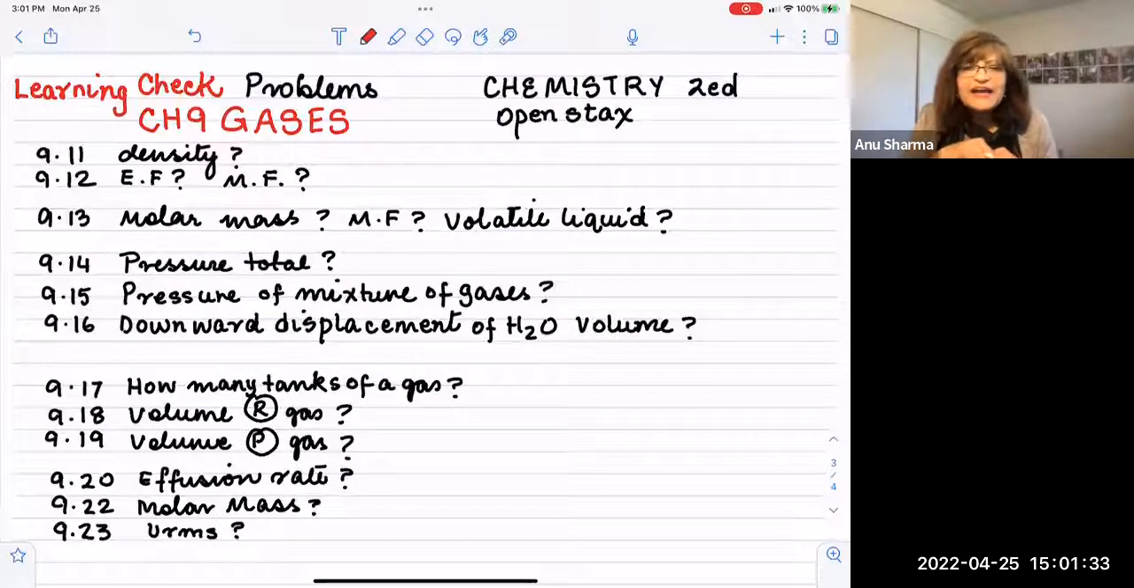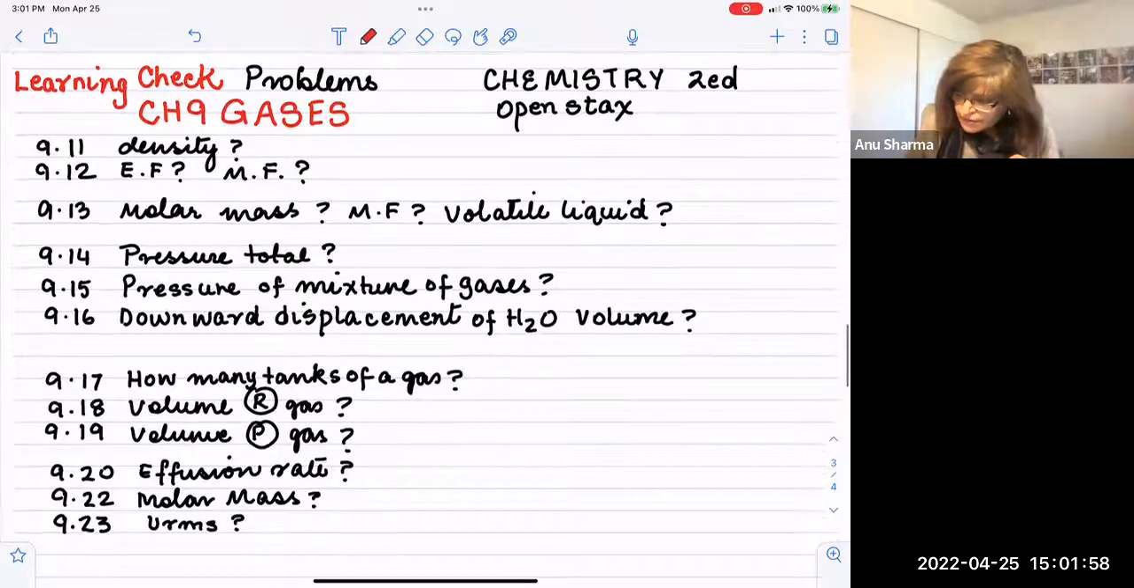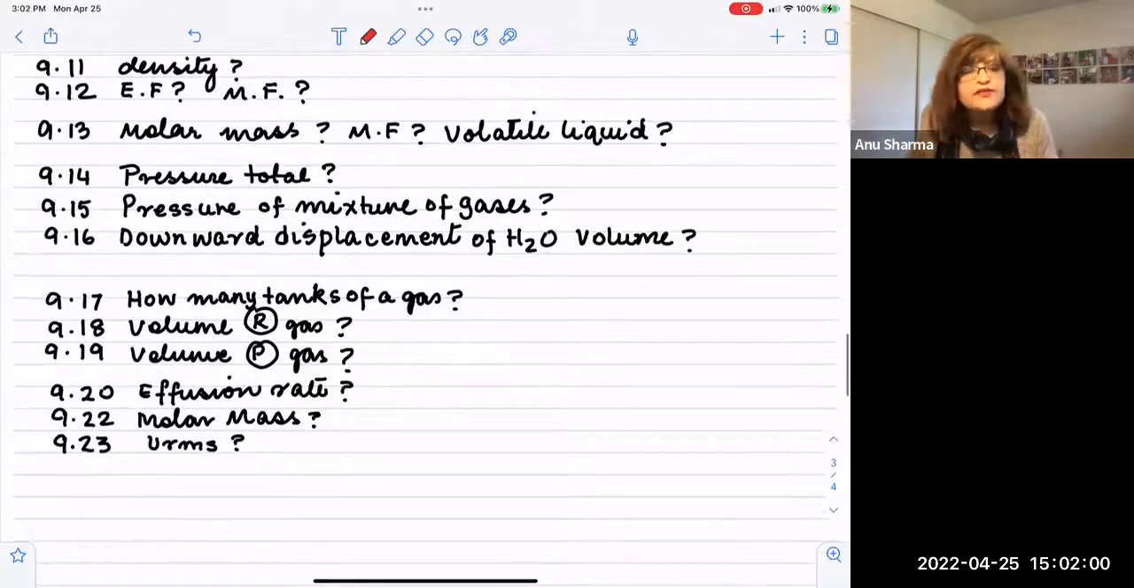Hi guys. Okay, so in this video, we're going to look at the learning check problems from chapter 9 on gases from the OpenStax chemistry book. Here we are going to start from problem 9.11 that relates to density. All the other previous problems relate to Boyle's law and Charles' law, and you can just do those on your own. But I will look at the more complex ones here in these videos.